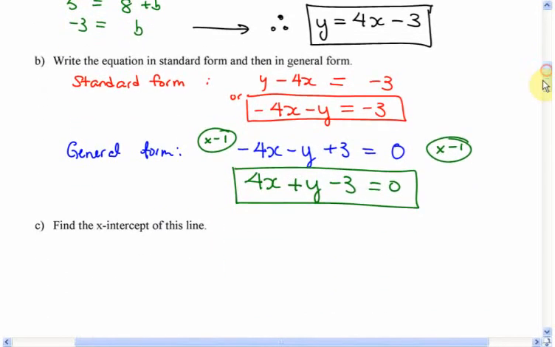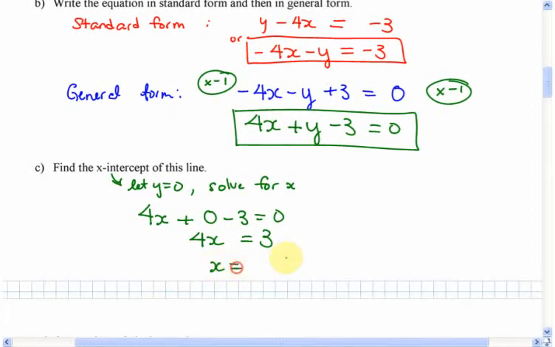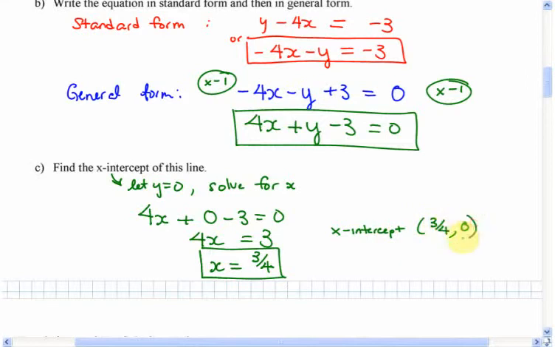Next part says find the x-intercept of this line. Well, remember, to find the x-intercept, all we do is let y equal 0 and solve for x. So that should be pretty straightforward. I'll use the equation in green. 4x plus, now it's 0, minus 3 equals 0. Bring the 3 to the other side, you get 4x equals 3. Divide both sides by 4, simple algebra, x equals 3/4. So the x-intercept has the coordinates (3/4, 0). Done.